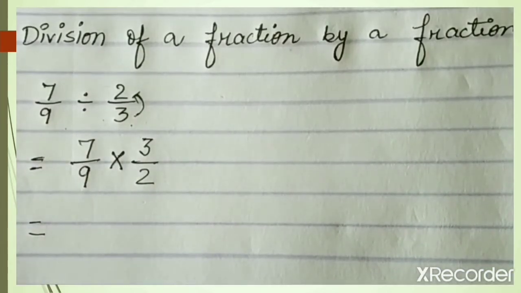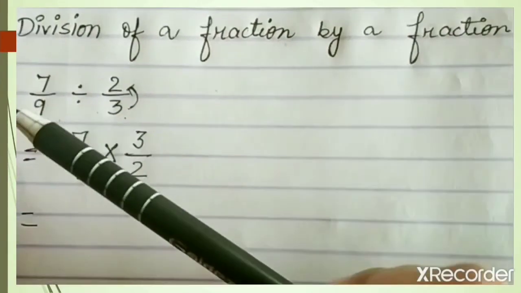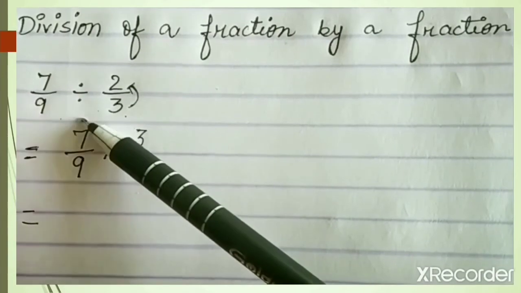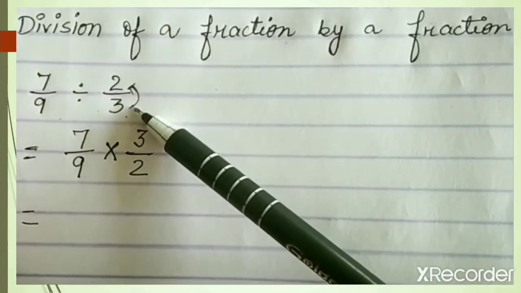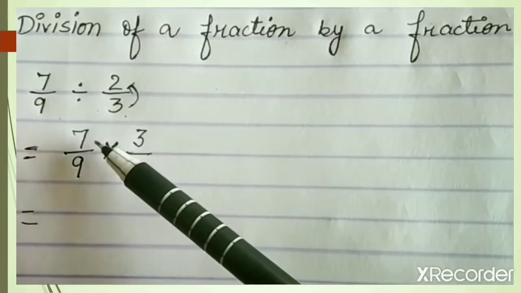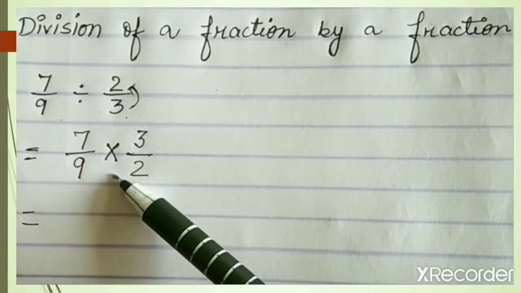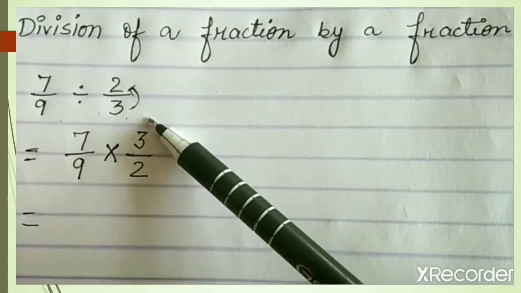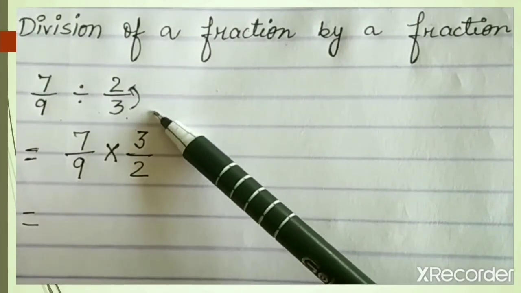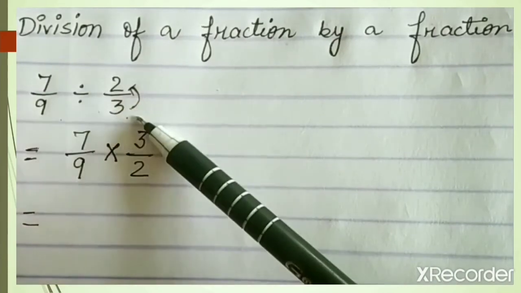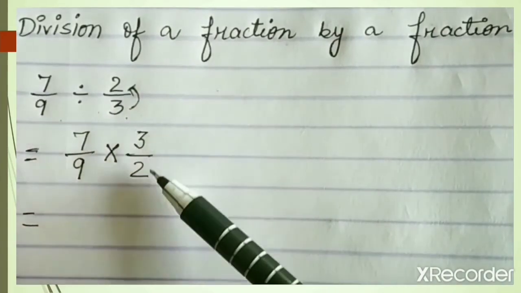Division of a fraction by a fraction. In this I have taken two fractions. One is 7 by 9 divided by 2 by 3. Okay, so let's start the steps. 7 by 9, the sign of division is going to convert into the sign of multiplication and the other fraction is going to reciprocate. Reciprocate means the interchange between denominator and numerator, and it becomes 3 by 2.